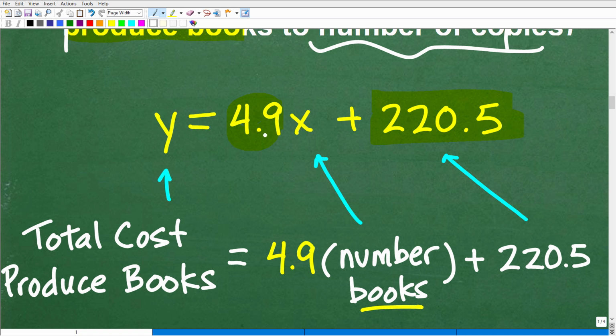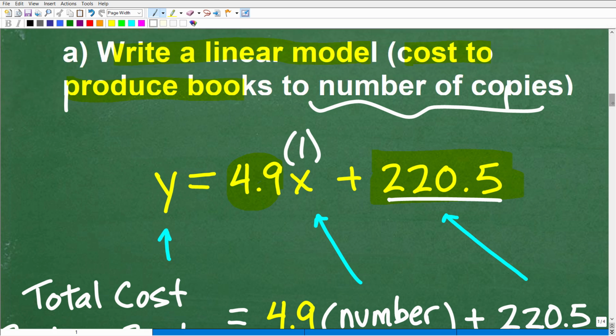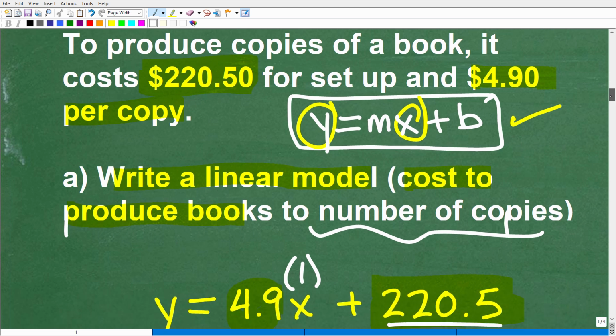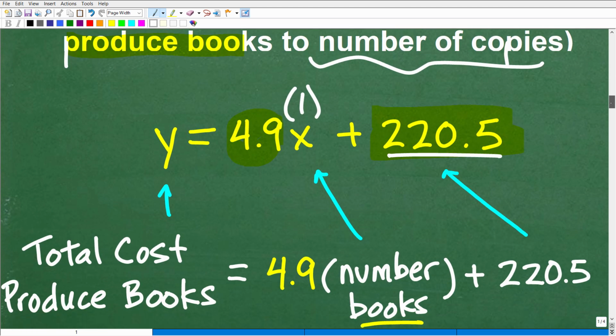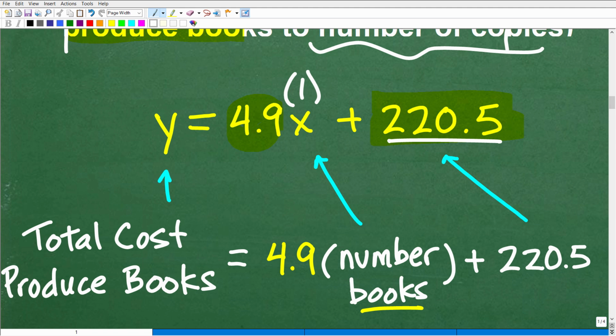It would be what? Well, it would be 4.9 times 1. X is our input, right? That's our number of books we want to produce. So it would be $220.50 plus $4.90, right, to produce one book. Okay, so that's kind of one way you can check to see that your model is correct.